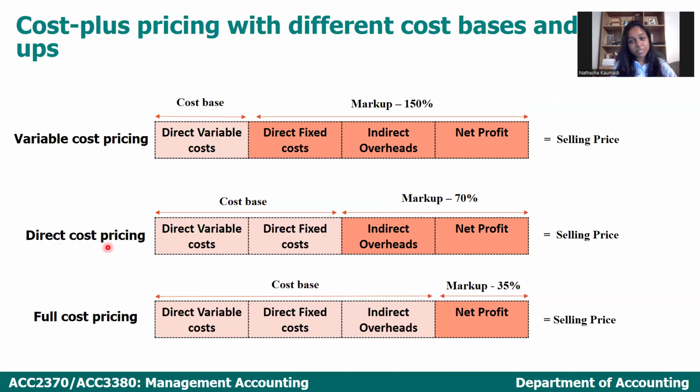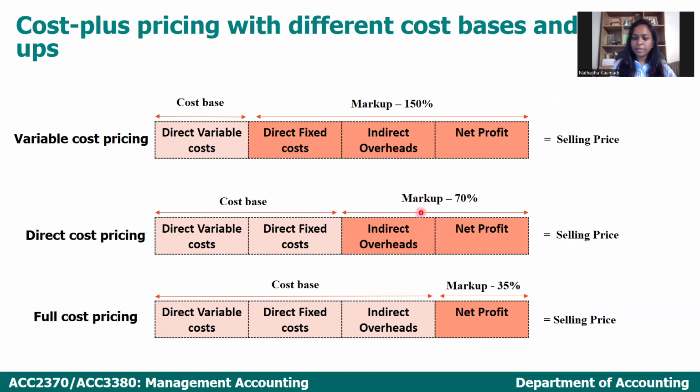Look at the direct cost pricing. That means you know the direct variable cost and you know the direct fixed cost as well. So your cost base is now expanded. You know direct variable plus direct fixed cost. Now you have to cater to only two elements. You don't know indirect overhead and you have to add something for net profit as well.